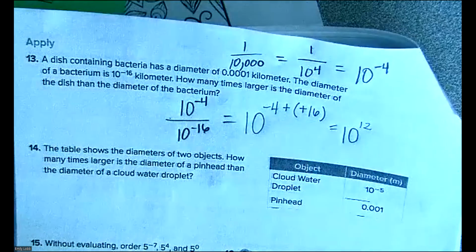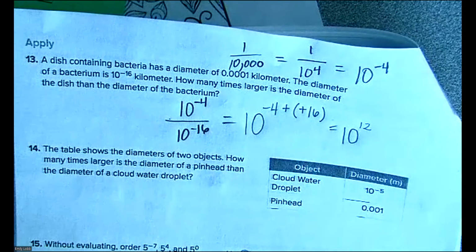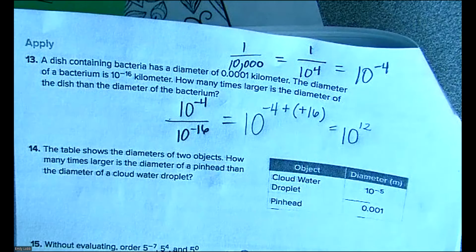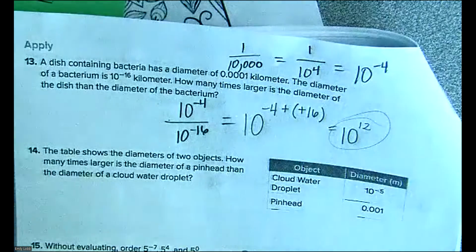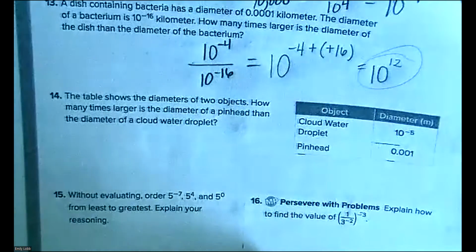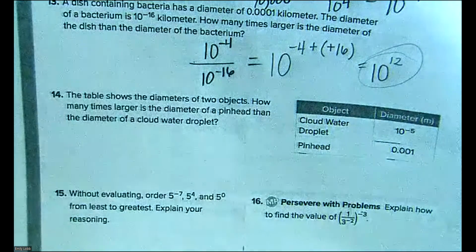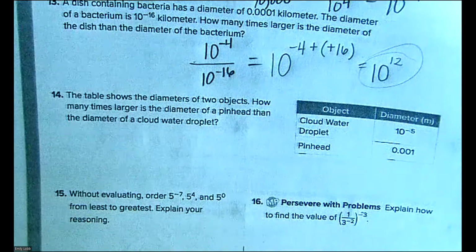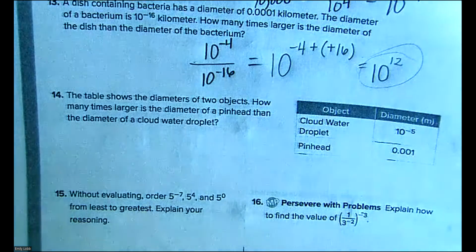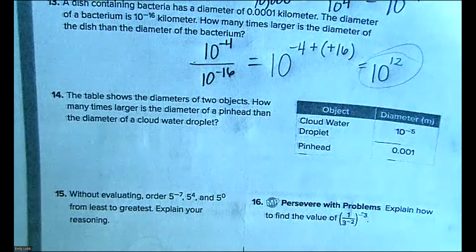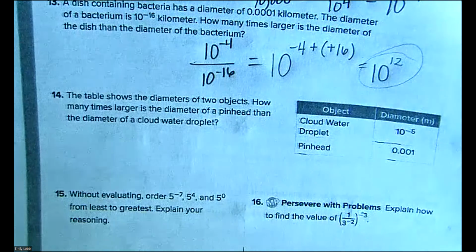How many zeros does that mean? 12 zeros, right? That's a lot of zeros. So you could leave it like this. 1 trillion. It's 1 trillion. All right. The table shows the diameter of two objects. How many times larger is the diameter of a pinhead than the diameter of a cloud water droplet?